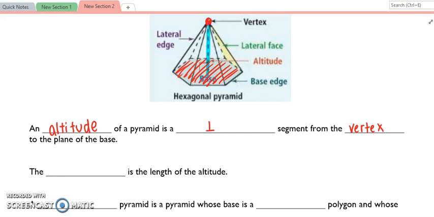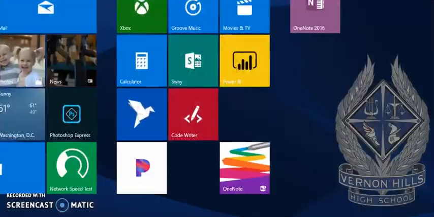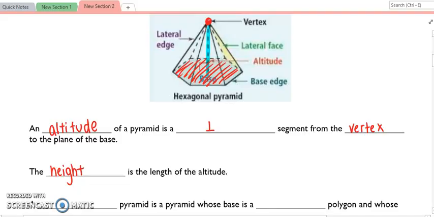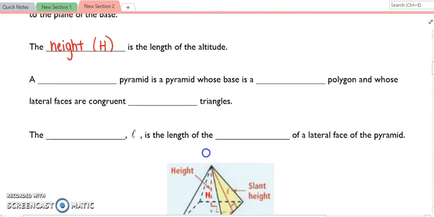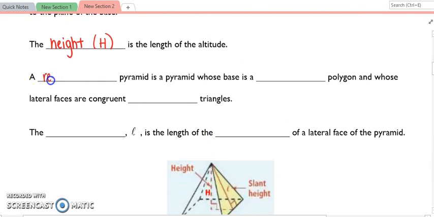Now, when you're looking at your formula sheet, that altitude is what we are going to call the height of the pyramid. Oops, sorry about that, guys. The height, we'll use a capital H on our formula sheet. So that blue line that I highlighted up there is going to be the height of your pyramid.